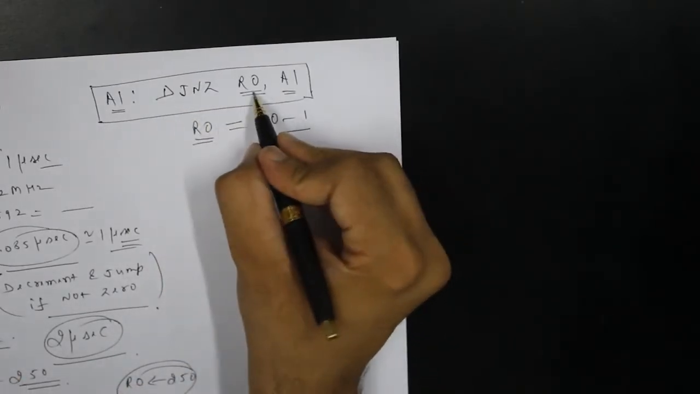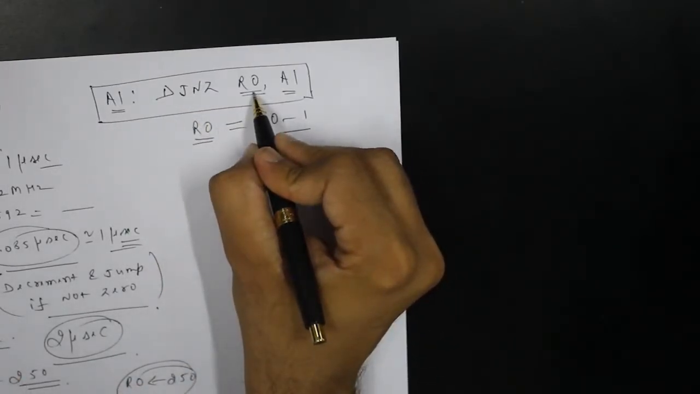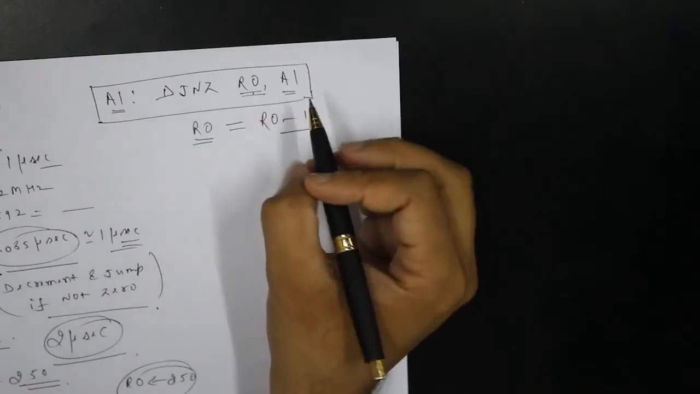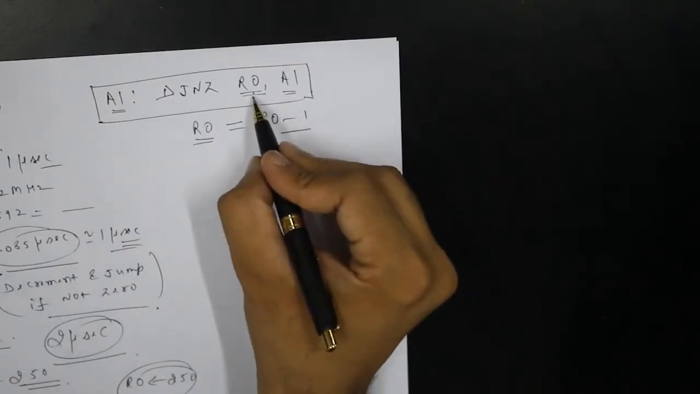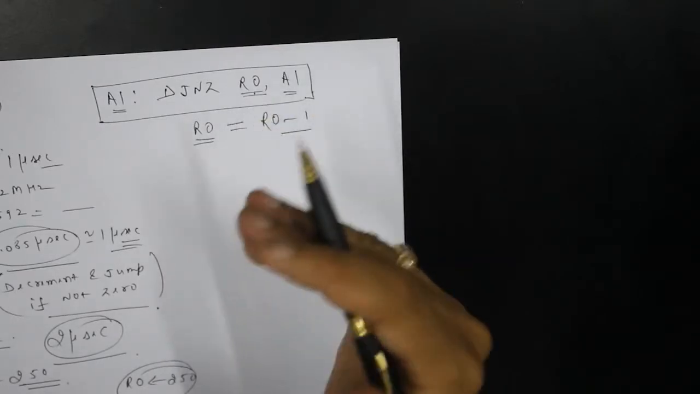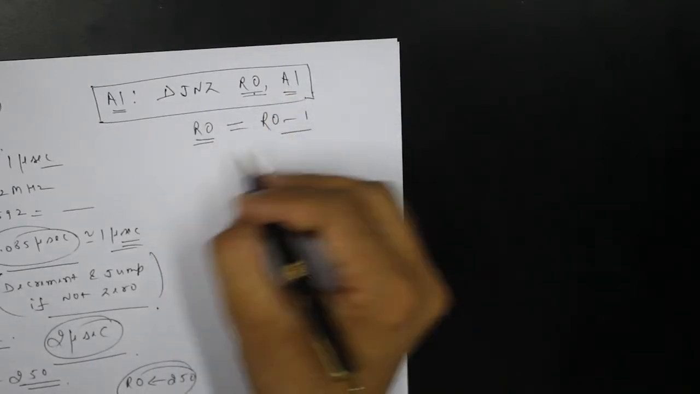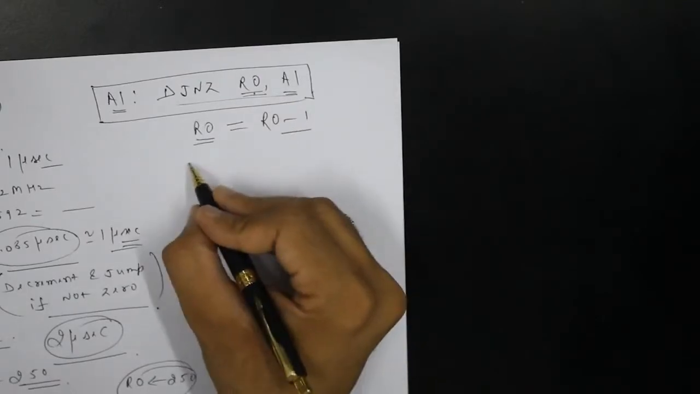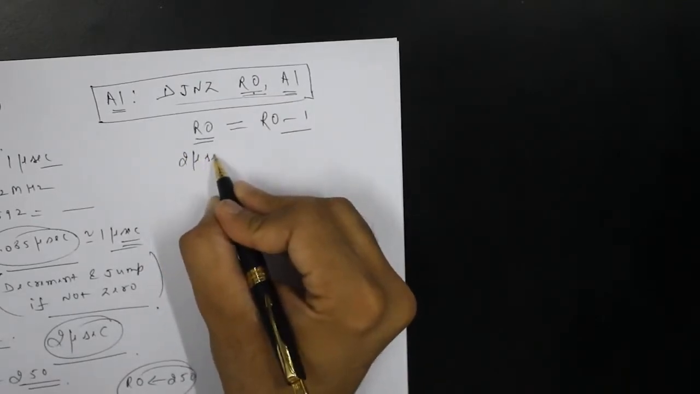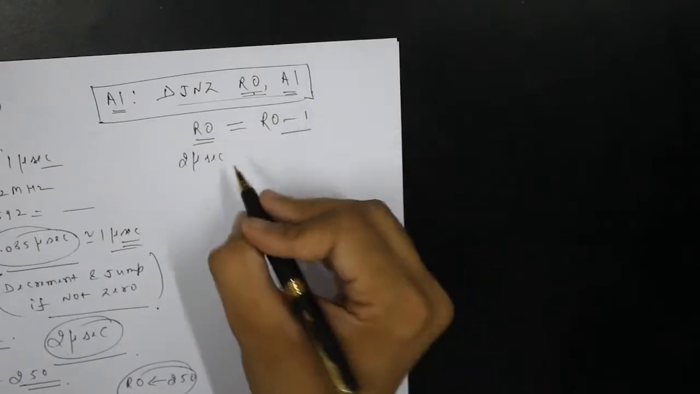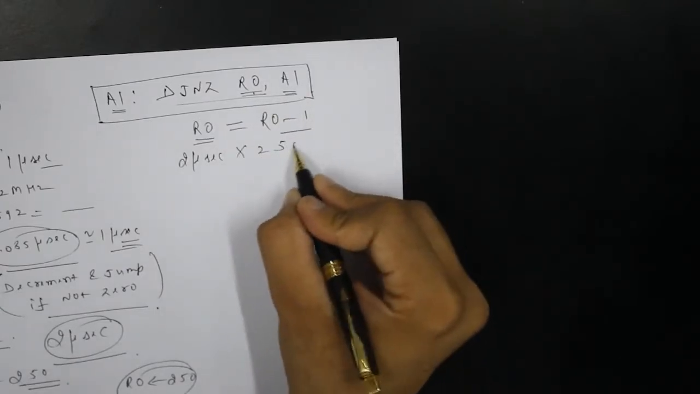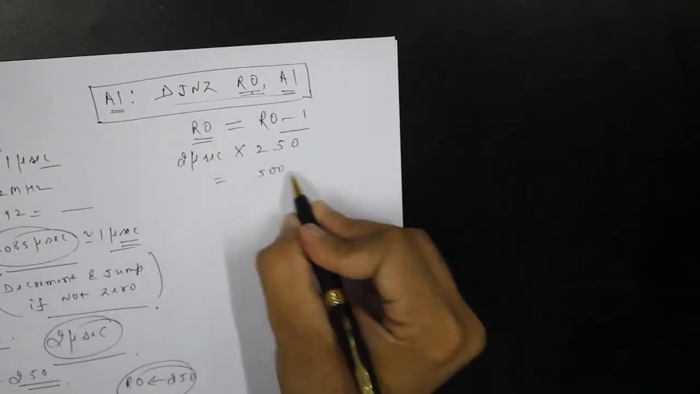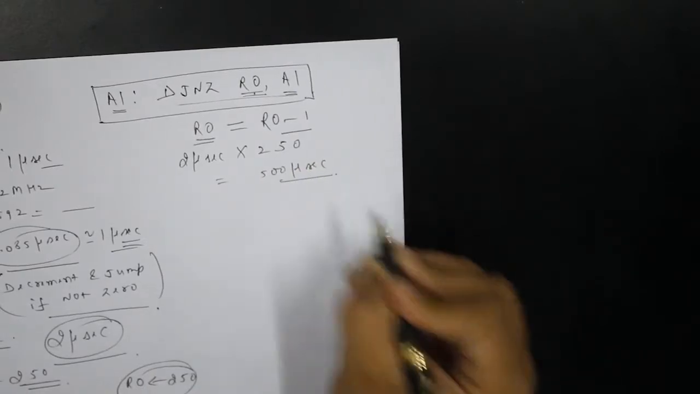So I've loaded R0 with 250, which means that when it's going to run for the first time, 249, 248, 247, 246 and so on. One DJNZ instruction is taking 2 machine cycles, which means 2 microseconds, and this is going to repeat for, let us say, 250 times. So it will be close to 500 microseconds of time delay, right?